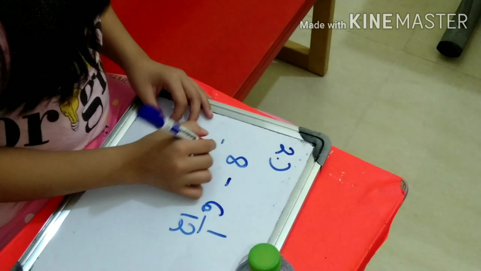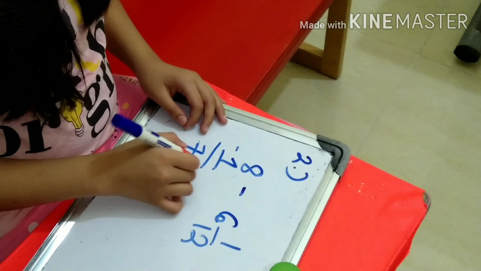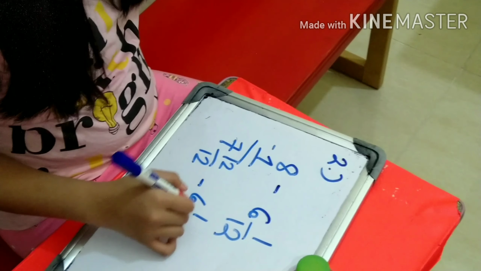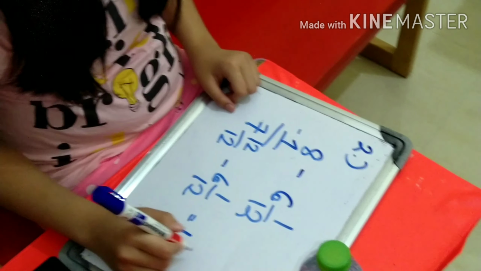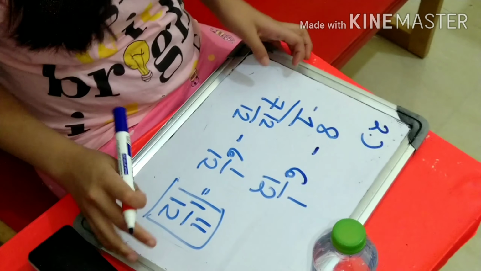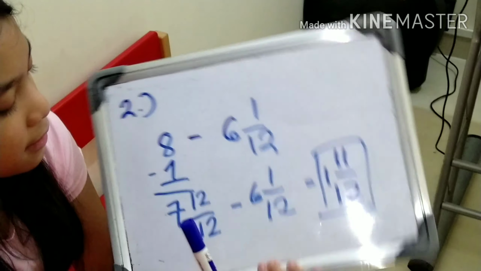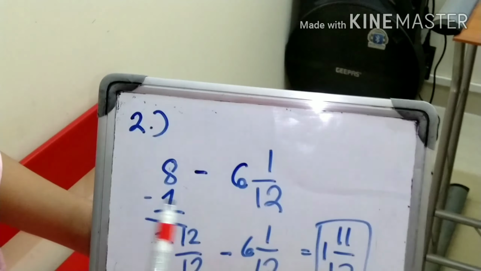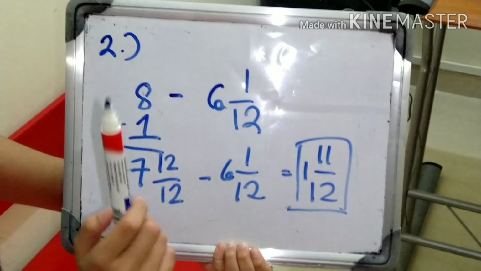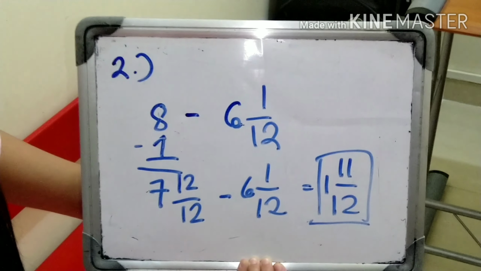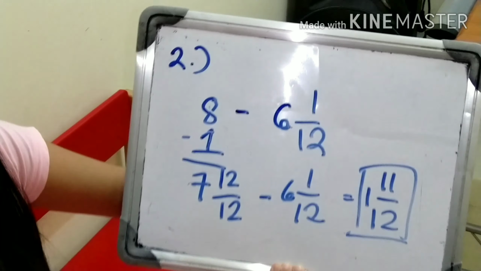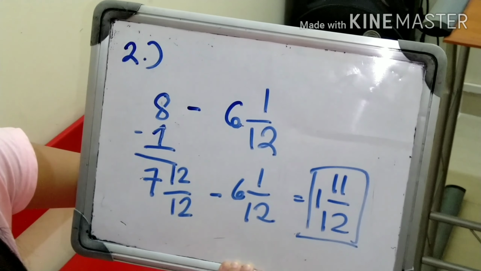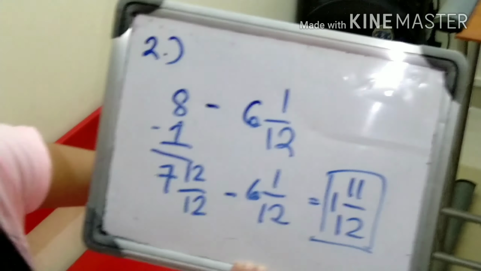So, you start now. So, question number 2 is a continuation from question number 1. Okay, are you done? Finished? Okay, so explain your work, Chloe. I subtracted 8 minus 6 and 1 over 12, but you have to minus it by 1. Which number? 8. Okay, then it became now how many? 7. 7 and 12 over 12. Okay, so 7 and 12 over 12 is also the same as 8, right? Then minus 6 and 1 over 12.